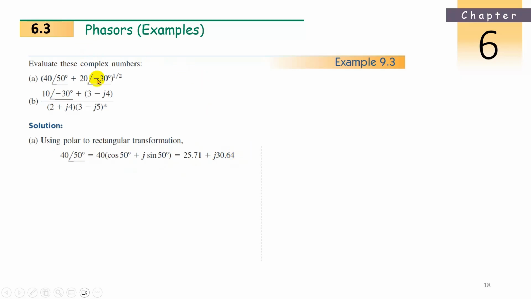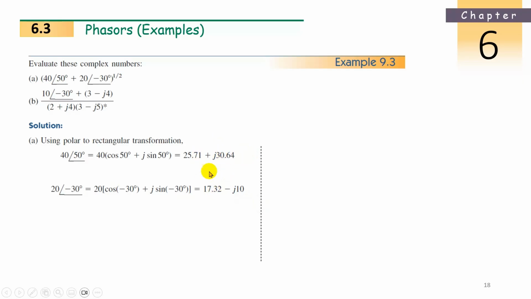Second term, 20 at an angle minus 30. So convert this to 20 cos minus 30 plus j sin minus 30. So cos minus 30 multiplied by 20, you will get 17.32, and sin of minus 30 multiplied by 20, you will get minus 10. Okay, so now we have it in the rectangular form, x plus jy form.